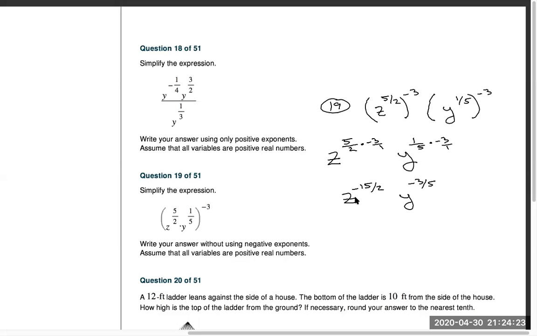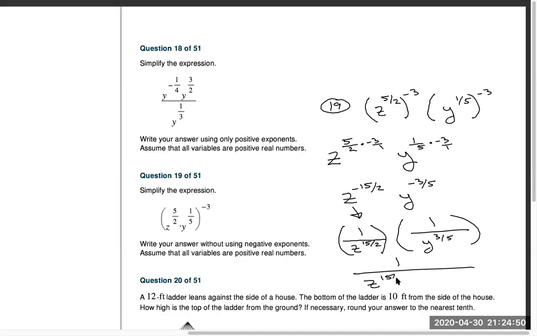Now, if it confuses you to do this together, you could just go ahead and put this all under one and change these to positives. But if you're unsure, just do them separately. Remember, 1 here, and then z to the 15 halves, and then 1 over y to the 3/5. So that's 1 over z to the 15 halves, y to the 3/5. Save that and continue a little bit more for today.